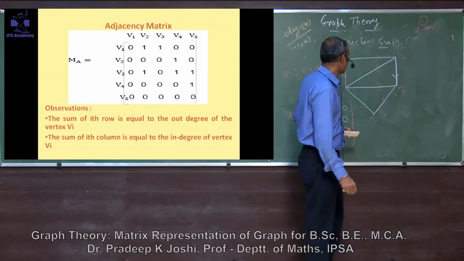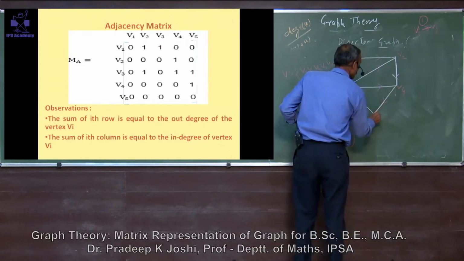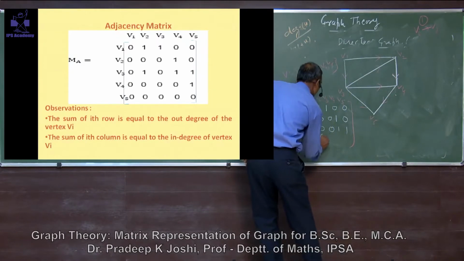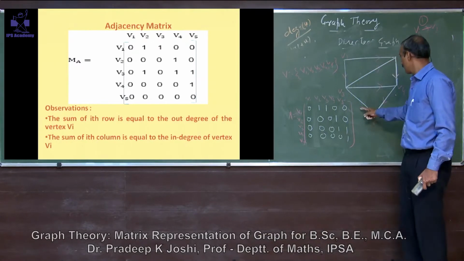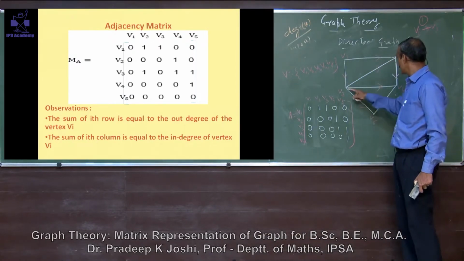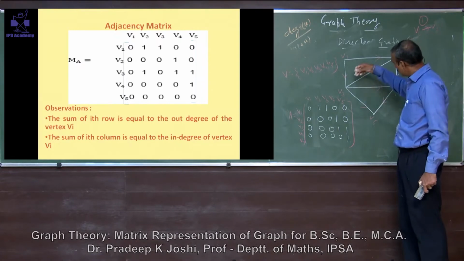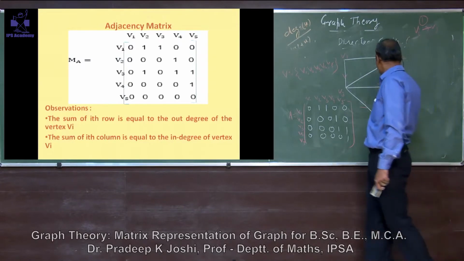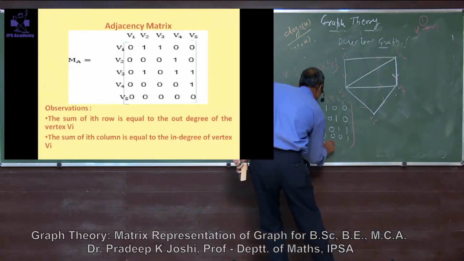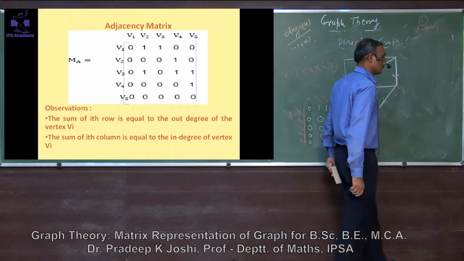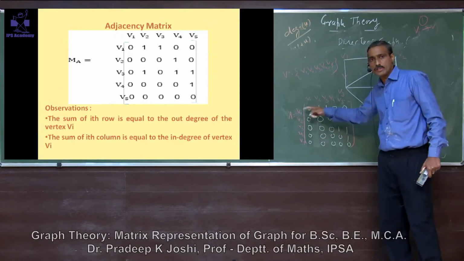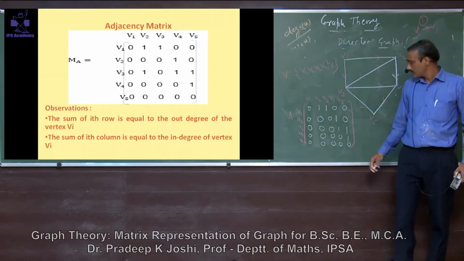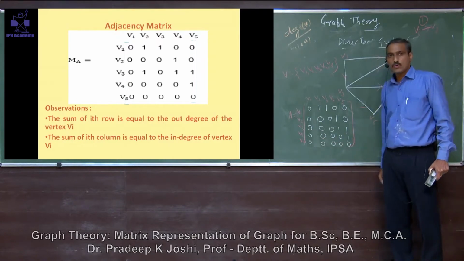Now V4 has only the direction to V5 here, so 0 0 0 0 and 1. And V5 is not directed to any other vertex here, because all the edges are incident in V5 and none out, so 0 0 0 0 0. So this is the adjacency matrix for the given graph. Just to see, V5 has all zeros.